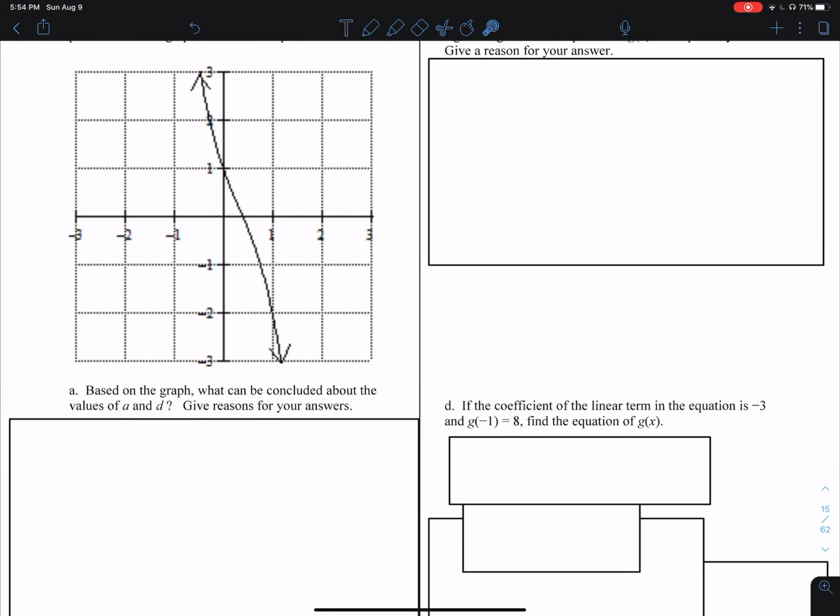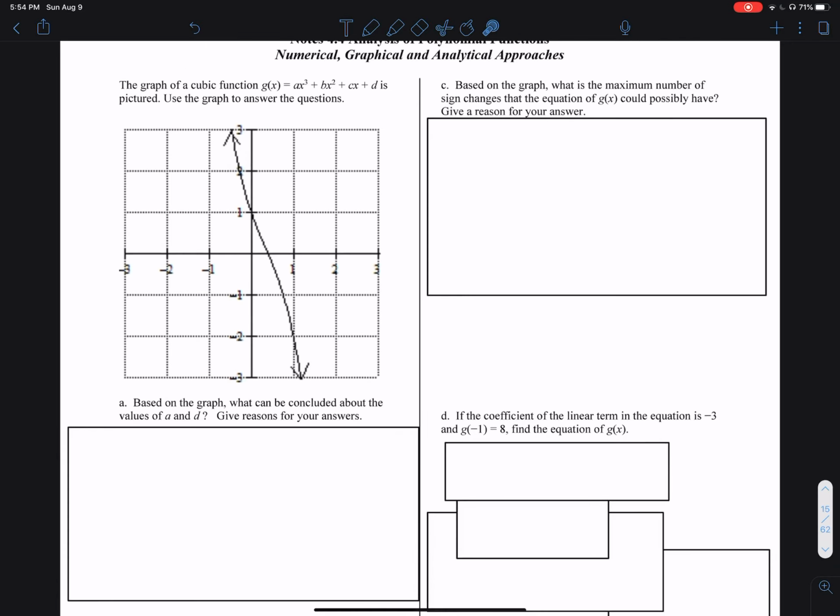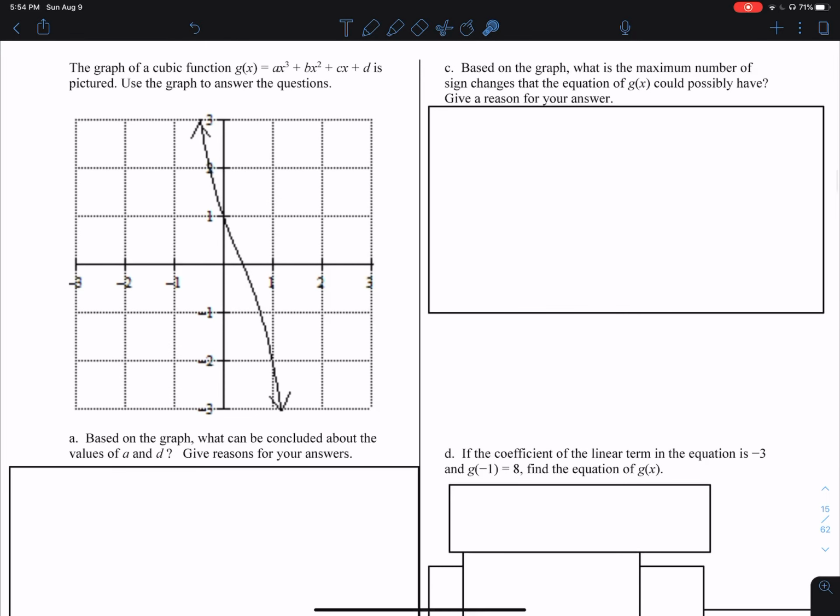And then what conclusion can you draw about A? Well, I don't know what A is numerically, but I do know that A has to be negative. This is obviously a function of odd degree because the end behaviors are opposite. As it goes left, it goes up, and as it goes right, it goes down. And that is the end behavior that a graph has with odd degree and a negative leading coefficient.